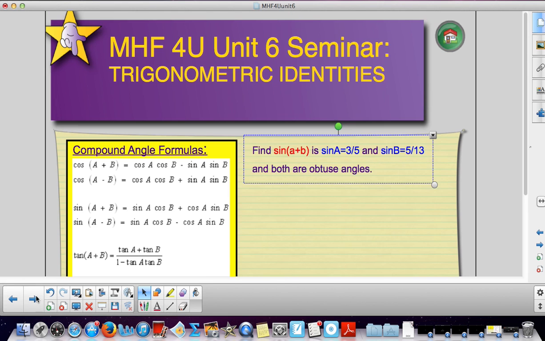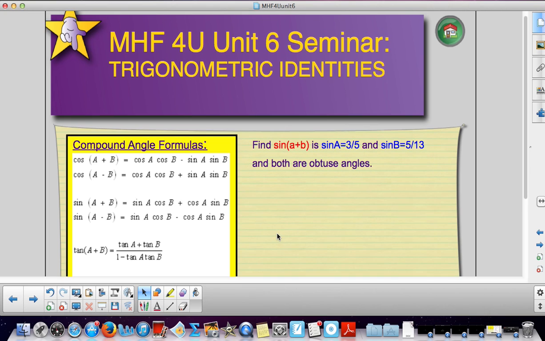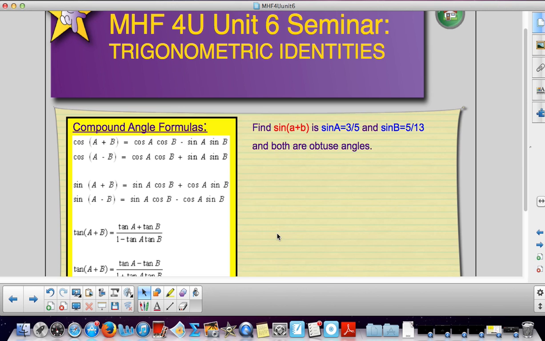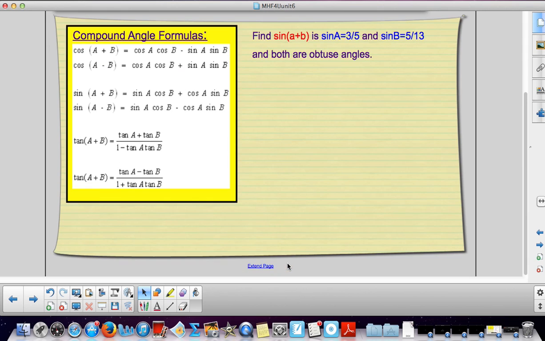I don't know if I did this question in part 1, I can't remember, but it's good practice. It's the basics of the compound angle formula: find sine of A plus B if sine A is equal to 3 over 5 and sine B is equal to 5 over 13. So we're going to start with this.